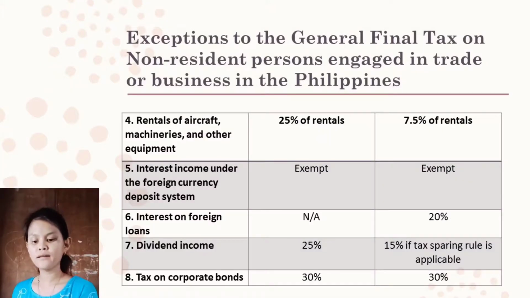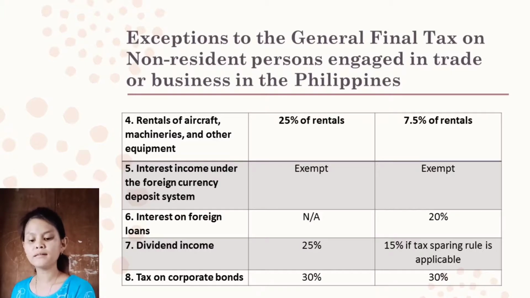The fourth one is the rentals of aircrafts, machineries, and other equipments with 25% of rentals to NRA, NRANTB, and 7.5% of rentals to NRFC. The fifth one is the interest income under the foreign currency deposit system. So it is exempted for NRA, NRANTB, and NRFC.